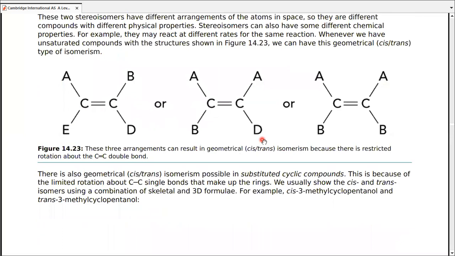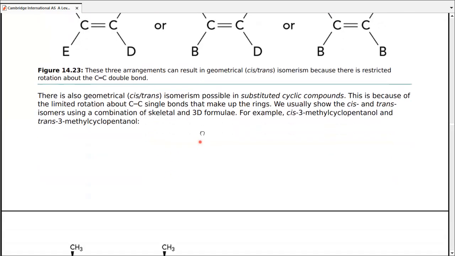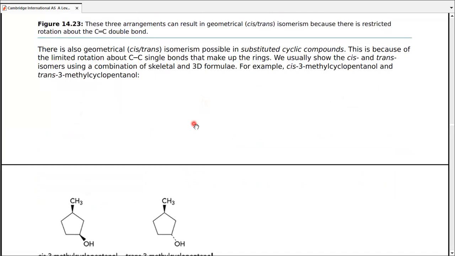Makes sense? Yes. That's an easier way to point out the substance that might have been an option of a question, but does not fall under the category of cis-trans geometrical isomerism. Now, there is also geometrical cis-trans isomerism possible in substituted cyclic compounds. Okay? This is because of the limited rotation about carbon-carbon single bonds that make up the rings.